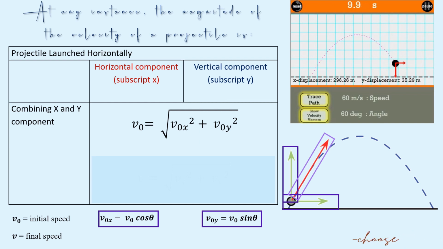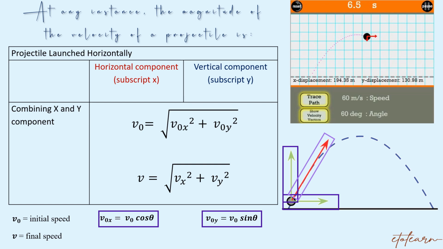And if we are to find the final speed of the projectile, we will use this formula. V, or the final speed, equals the square root of final horizontal velocity squared plus final vertical velocity squared.